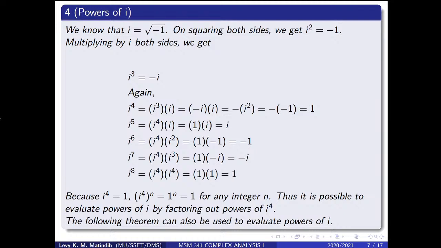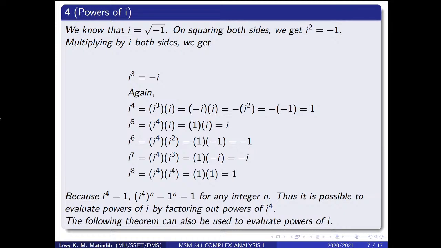From this scenario, we are able to see that it is very possible to evaluate powers of i by factoring out powers of i to the power 4. An example is, let's look at i to the power 10. If you look at i to the power 10, this is the same as i to the power 4 times i to the power 4 times i to the power 2.